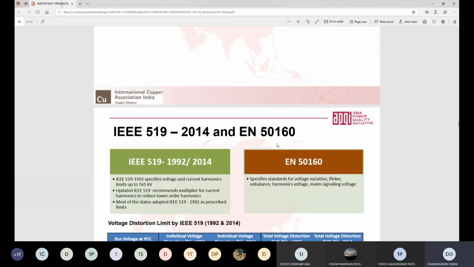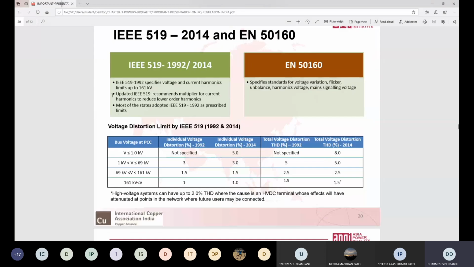So, international standards for power quality: as we know, internationally they follow IEEE and IEC, as well as the European standard EN 50160. I will provide the detailed document of this.